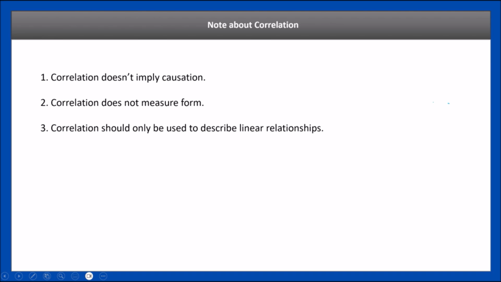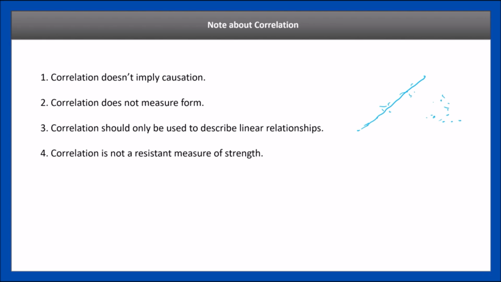Correlation should only be used to describe linear relationships. Again, things that look like they're approaching a line. Correlation is not a resistant measure of strength. So if we introduce outliers, that is going to impact the correlation. You might have a bunch of tight points here, but then if you have a bunch of points here, and so on, that's going to affect your correlation, right?